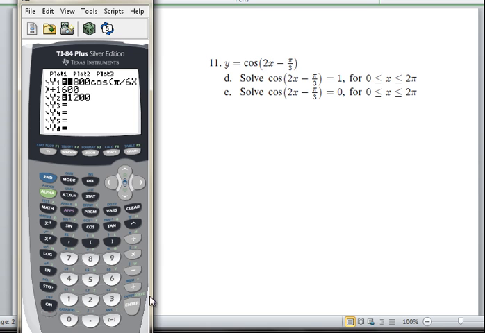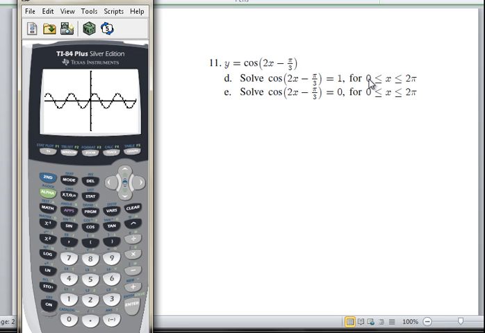So hit y equals, clear out what you have, and then type in cosine of 2x minus pi over 3, and then go ahead and hit zoom 7 for zoom trig. Now pay attention to this because we want to solve our equation for 0 to 2 pi. So that's what we want to make our window in the x direction.